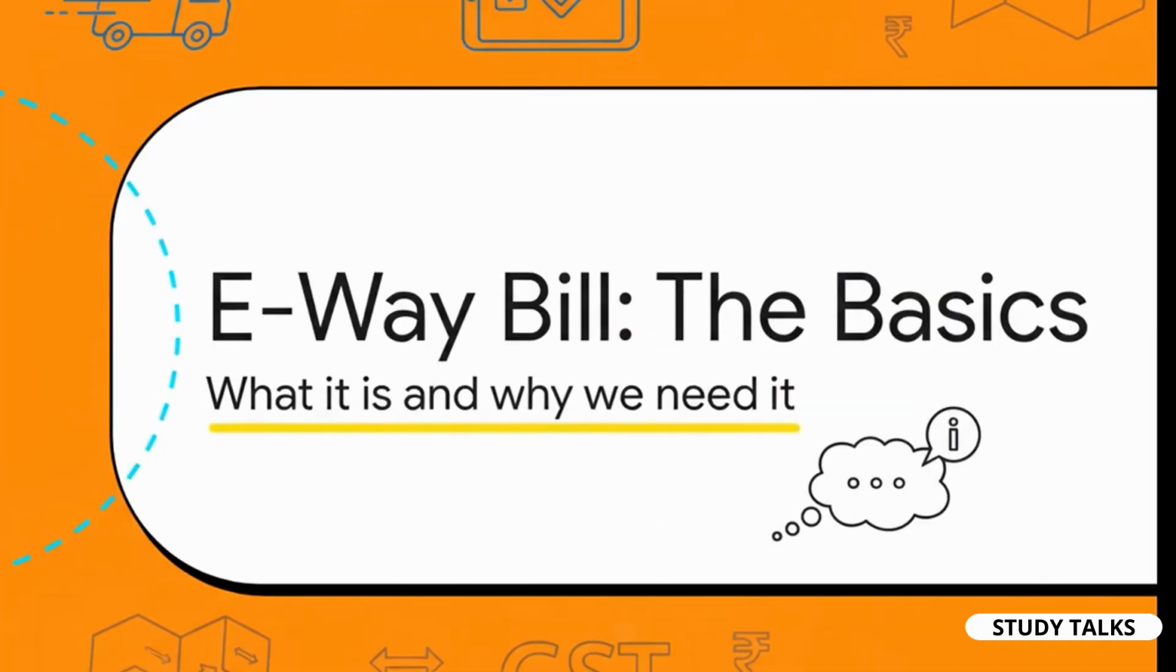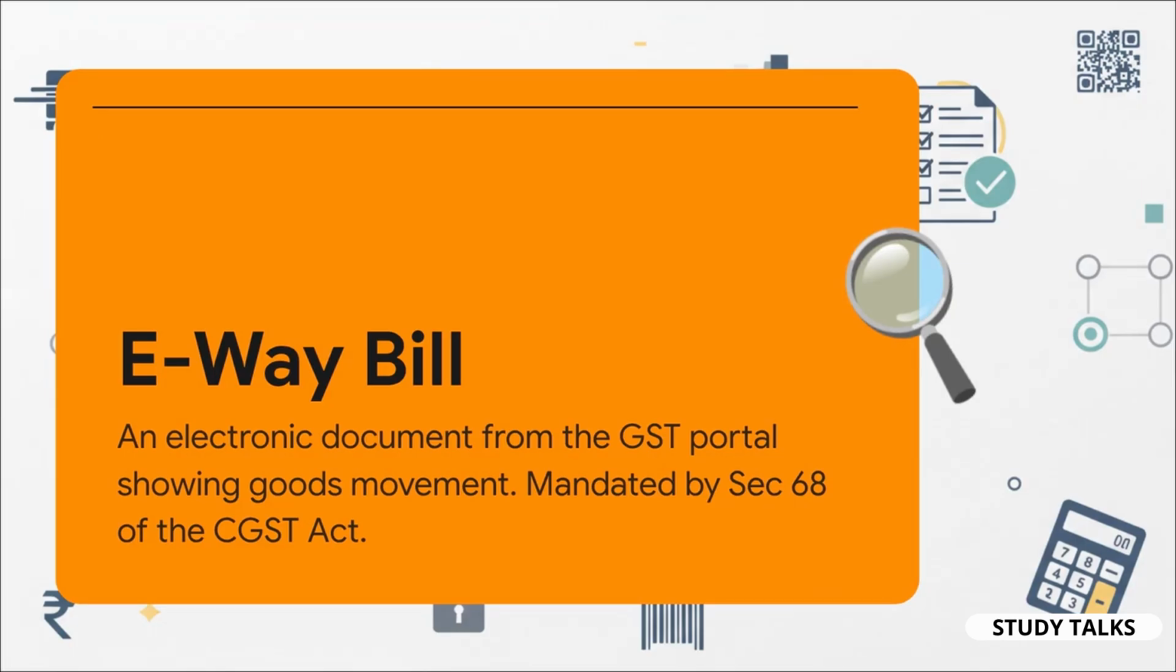Section 1, the basics. So what is this e-way bill thing really, and why do we even have it? At its heart, an e-way bill is just a digital passport for your goods. It's an electronic document you generate on the GST portal that proves goods are on the move. Now, for your exams, you'll want to remember it's backed by Section 68 of the CGST Act and Rules 138 to 138E. The whole idea was to ditch the old-school physical checkposts and create a seamless digital system to track goods and stop tax evasion.